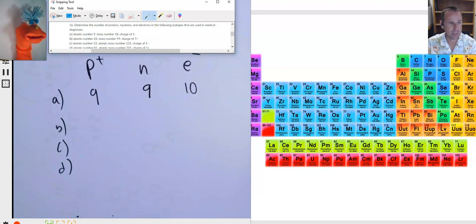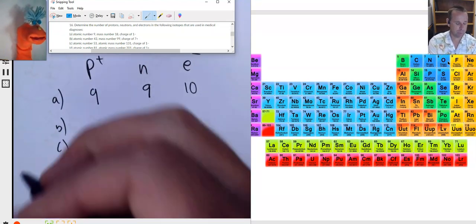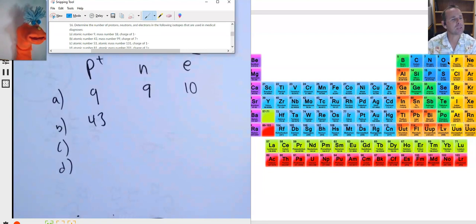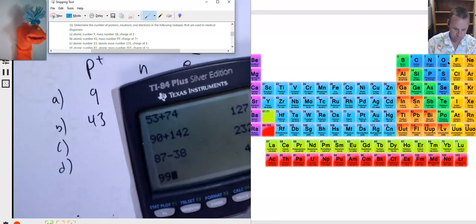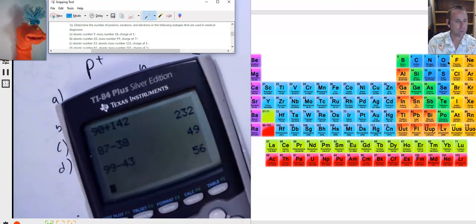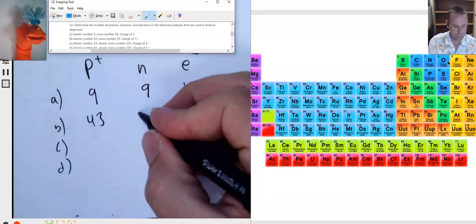Good. And then we could identify that species, right? That is an atom of, or an ion of fluorine. It's the fluoride ion, right? 9 protons there, 9 here. All right. Atomic number 43. That's the number of protons. Mass number 99. 99 minus the 43, 56. That's the number of neutrons.